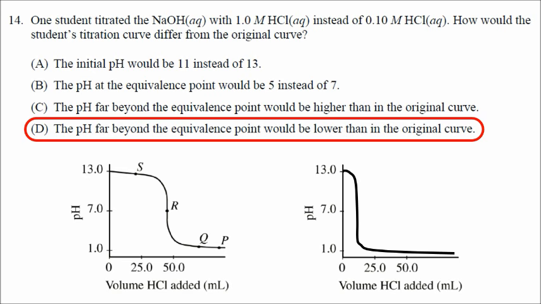So it's not going to change the initial pH. That's because you start with a strong base. It's not going to change the equivalence point because you're still producing a neutral salt. But past the equivalence point, you have much higher concentration of acid, so a much lower pH.